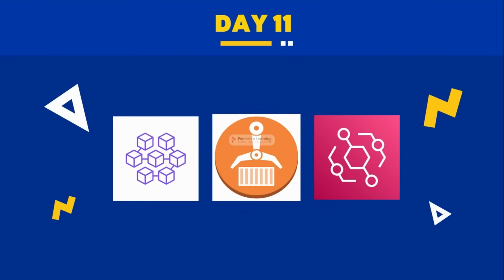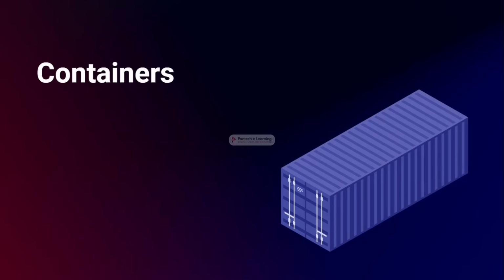So first let us see about microservices, then Elastic Container Registry. I'm doing it with Lambda with a simple project. And after that we'll go into EventBridge. So starting with that, what are containers?